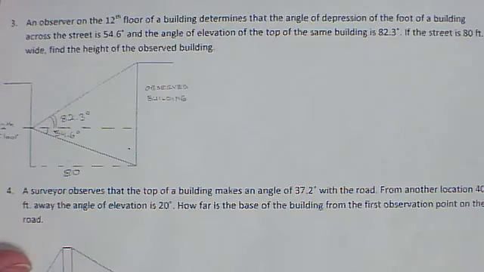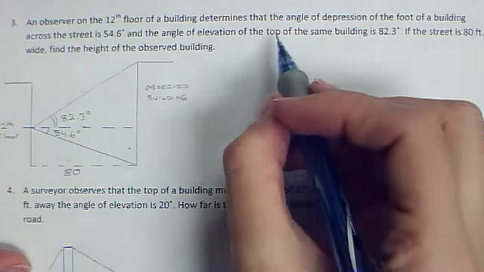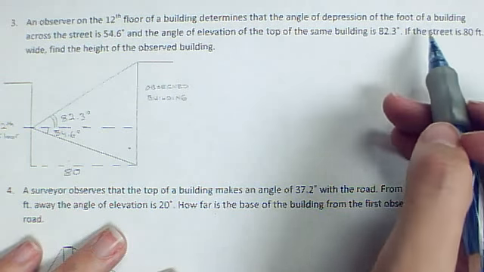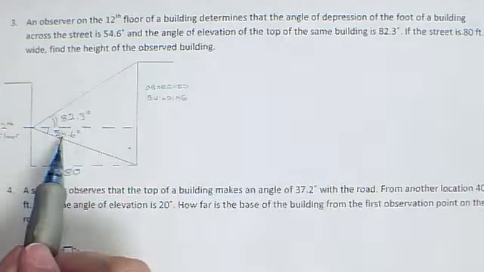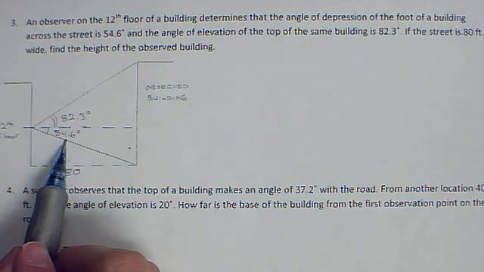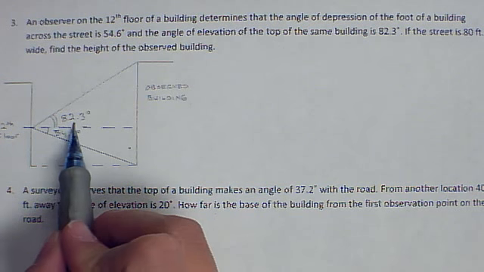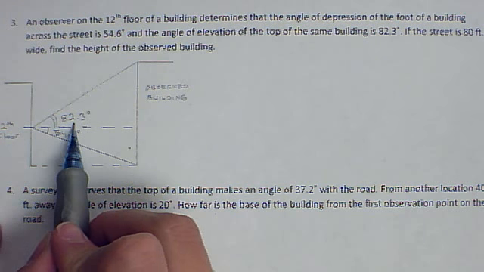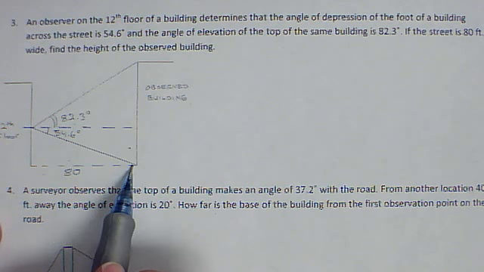The third problem says an observer on the 12th floor of a building determines that the angle of depression of the foot of a building across the street is 54.6 degrees. That's this one right here. And the angle of elevation to the top of the same building is 82.3 degrees. If the street is 80 feet wide, find the height of the observed building.